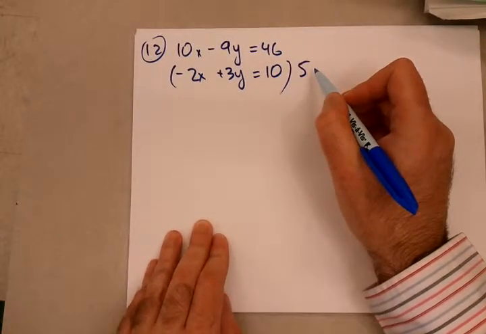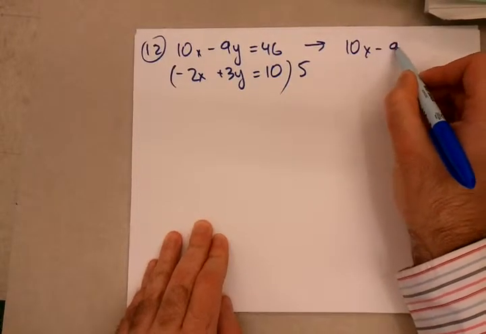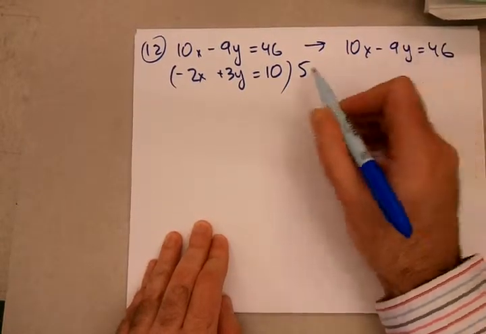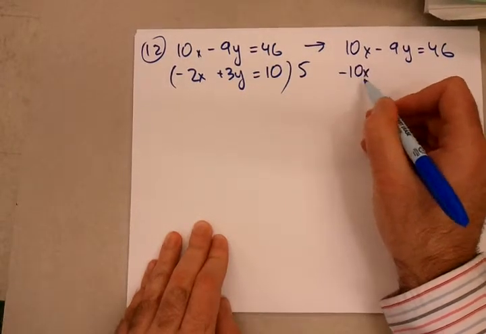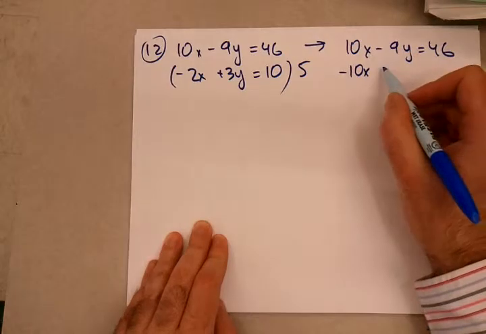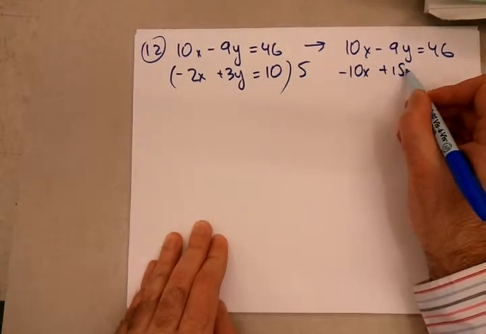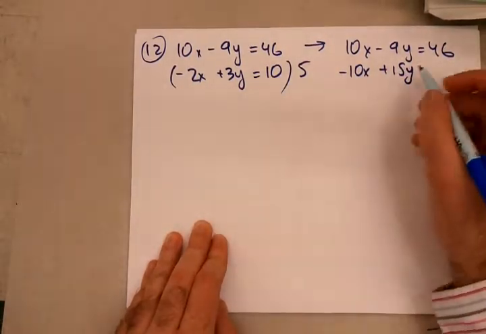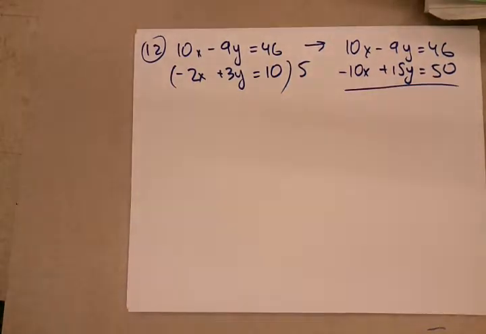So multiply the bottom equation by 5. I'm going to rewrite the top one over here. 5 times negative 2x is negative 10x. Ooh, same coefficients. We can make that work now. 5 times 3y, 15y. 5 times 10 equals 50. So take a look at that. Now we are able to eliminate something, and that's good news for us.